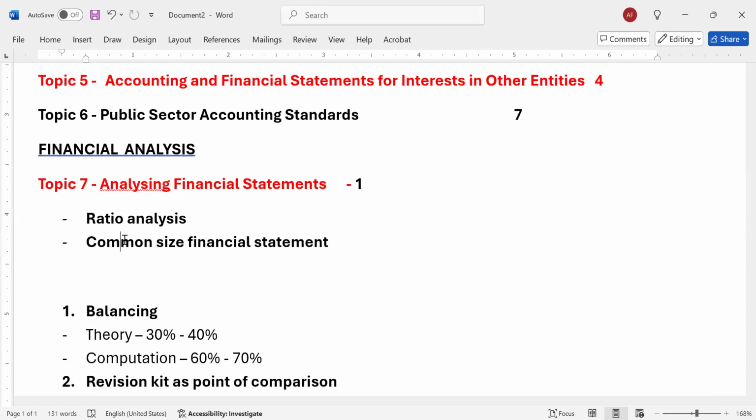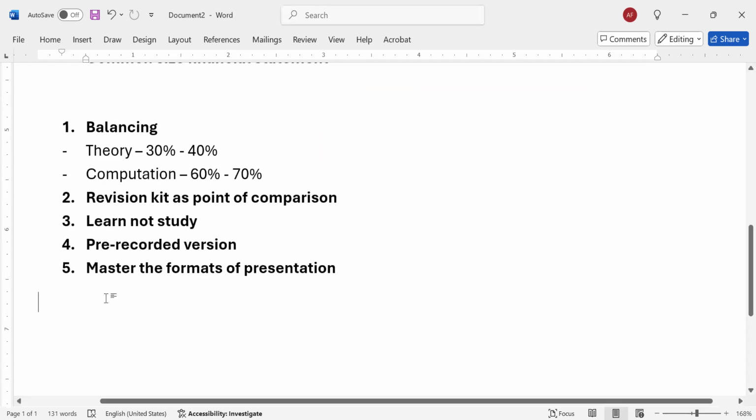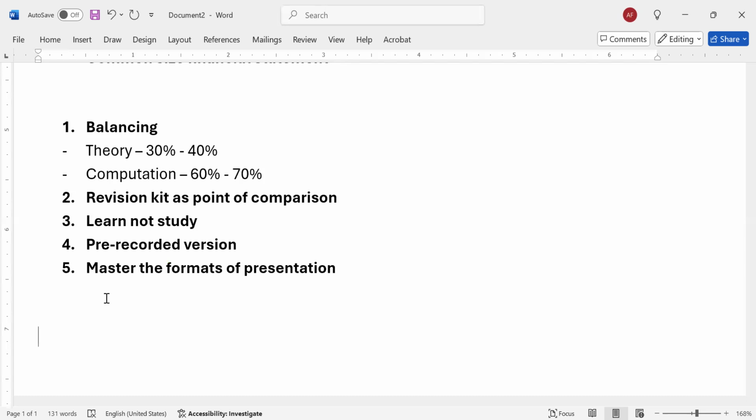Our classes for financial reporting, for the purpose of clarity, will always be on Mondays and Tuesdays. From what time? Ideally, we're supposed to start from 8 to around 10 p.m. This is our daily timetable for financial reporting.